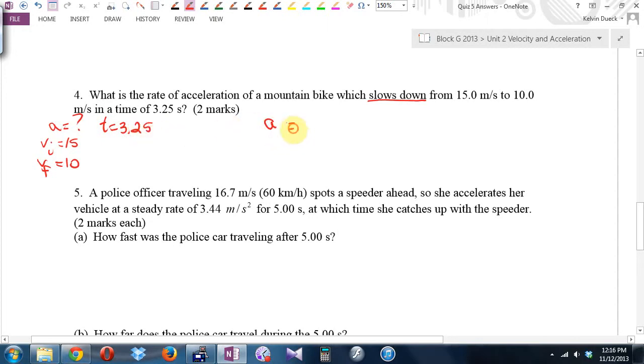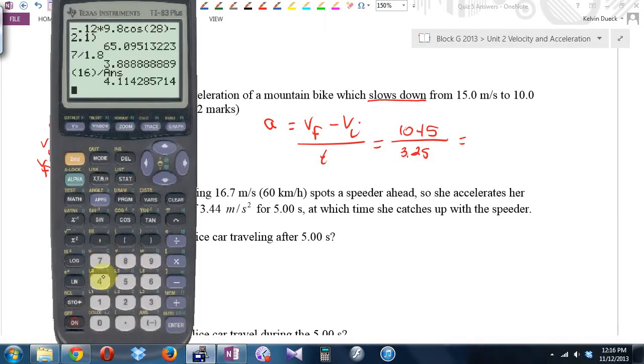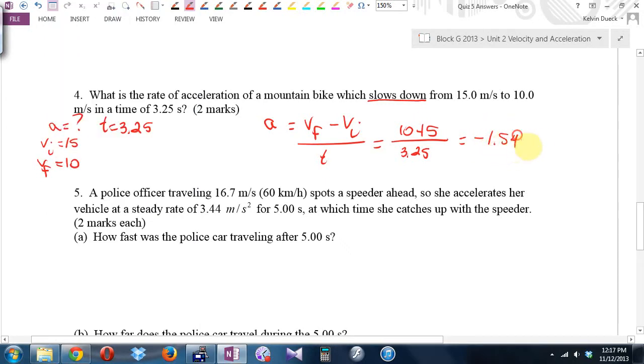3.25. I think A equals V final minus V initial over T equals 10 minus 15 all over 3.25. 10 minus 15 divided by 3.25. Can I do this one in my head? It's going to be negative 5 divided by 3.25. Yeah, it's going to be yucky. Negative 1.54 meters per second squared because it's an acceleration.